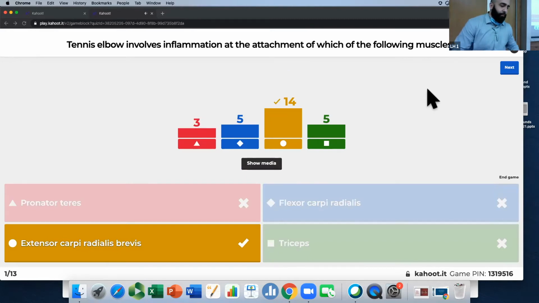Okay, so tennis elbow, lateral epicondylitis, is an inflammatory condition at the lateral epicondyle of the humerus, and is often a result of repetitive supination of the forearm. It's a site of origin for wrist and digit extensors and forearm supinators. The other options, pronator teres and flexor carpi radialis, have their origin at the medial epicondyle, and the triceps inserts at the olecranon, leading to triceps tendonitis. The only option is the extensor carpi radialis brevis for tennis elbow.